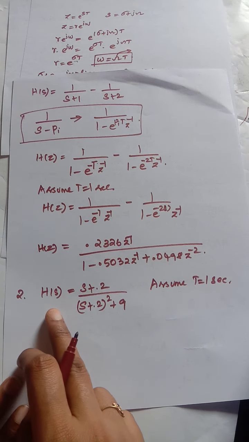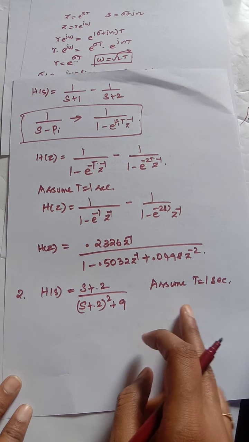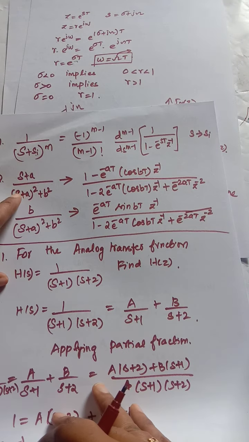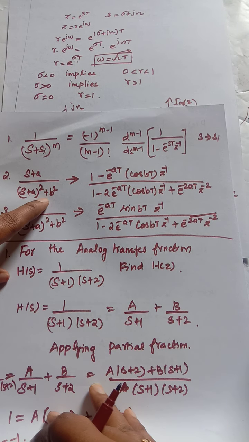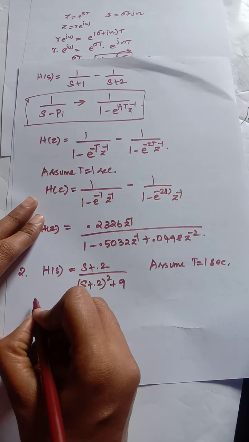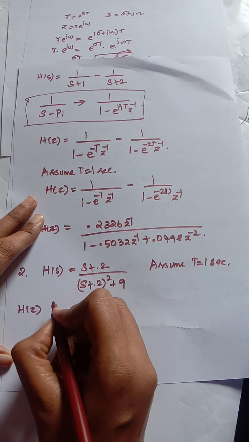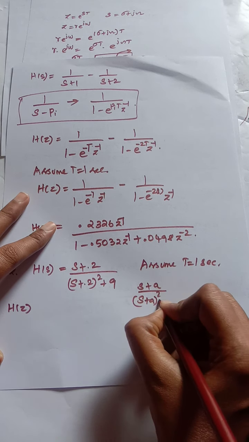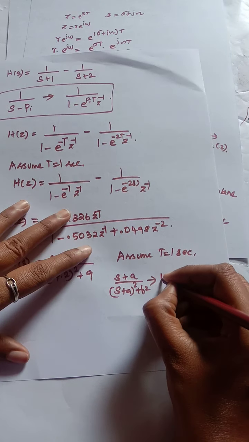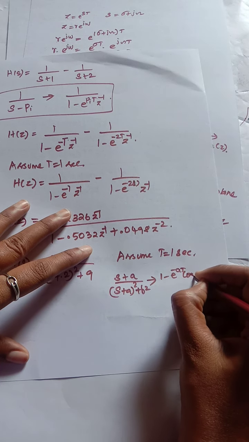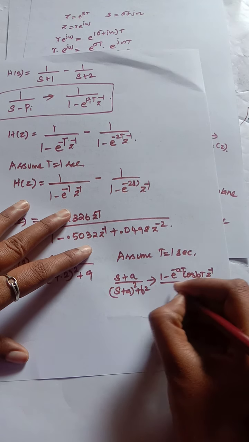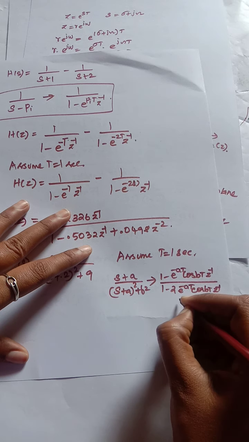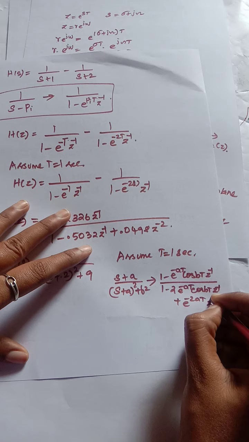Now see the next problem. H of s is in this form. It is in the form s plus a the whole square plus b square. So I am going to apply this form. First I will write down the formula: s plus a by s plus a the whole square plus b square is transformed into 1 minus e power minus aT cos bT z inverse, divided by 1 minus 2 e power minus aT cos bT z inverse plus e power minus 2aT z power minus 2.